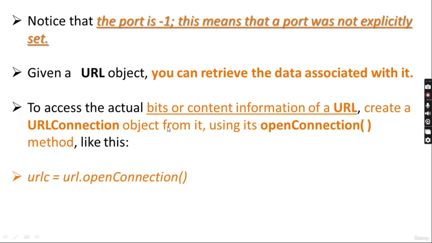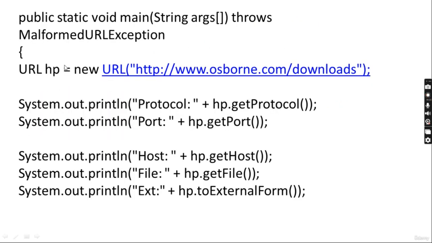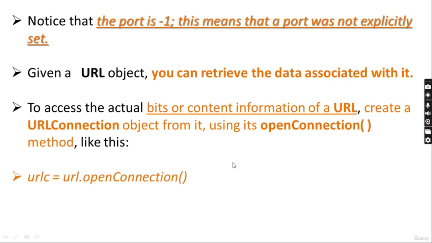Okay, then from the URL object, you can retrieve the data associated with it. So data can be accessed like this. It is the URL object, and its data can be accessed like this: hp dot function name, hp dot getProtocol, hp dot getPort, hp dot getHost, and like this.